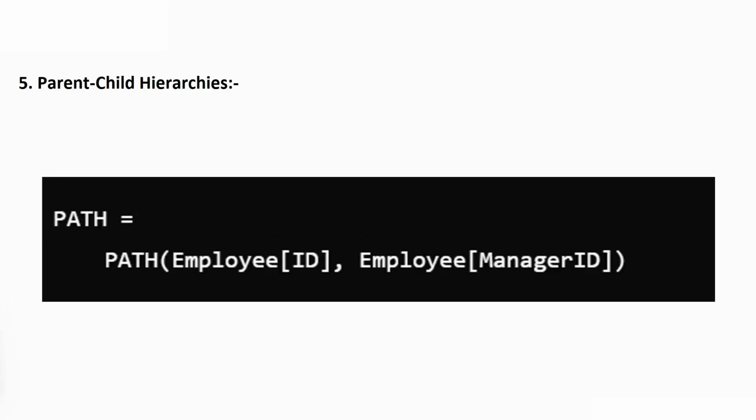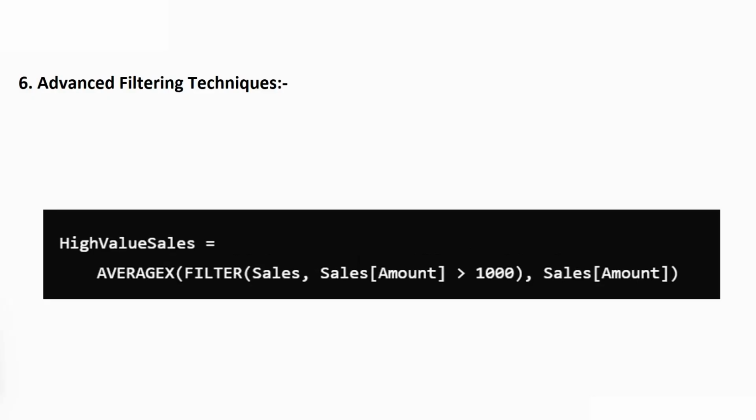The next one is parent-child relationships, or parent-child hierarchies. DAX supports the creation of parent-child hierarchies, which are common in organizational structures, product categories, or any other hierarchical categories. These hierarchies allow you to perform advanced analysis within the nested structure. For example, you can create a hierarchy in an organizational chart to analyze sales performance by department, team, and individual employee.